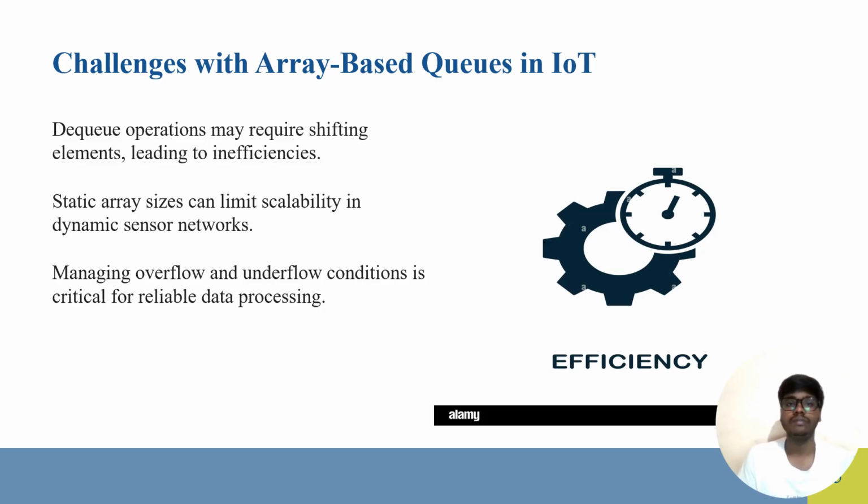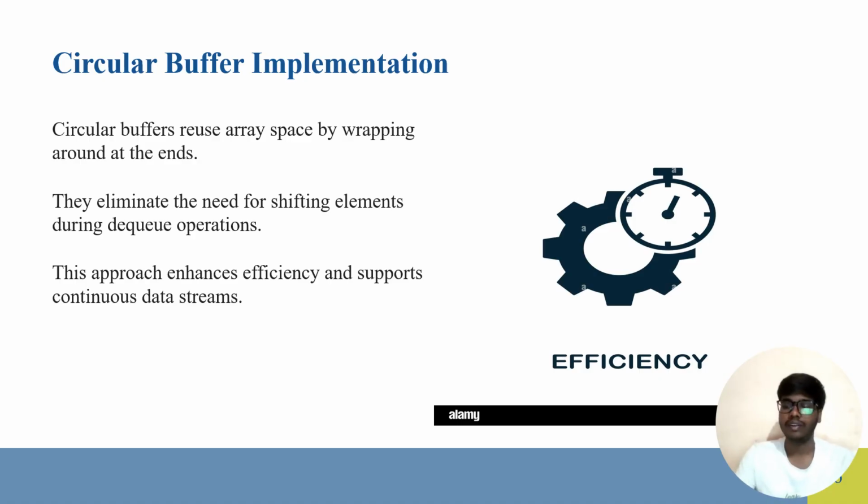And now let us discuss the circular buffer implementation. Circular buffers reuse the array space by wrapping around at the ends. They eliminate the need for shifting elements during DQ operations, and this approach enhances efficiency and supports continuous data streams. In circular buffer implementation, we have high efficiency and continuous data streams.